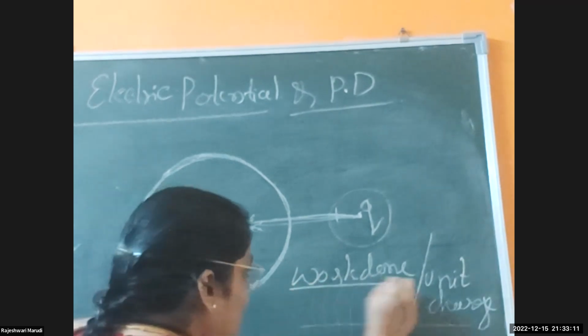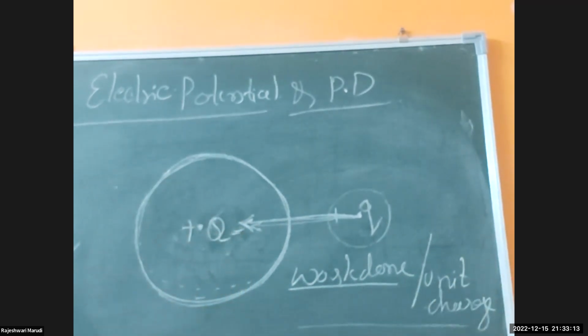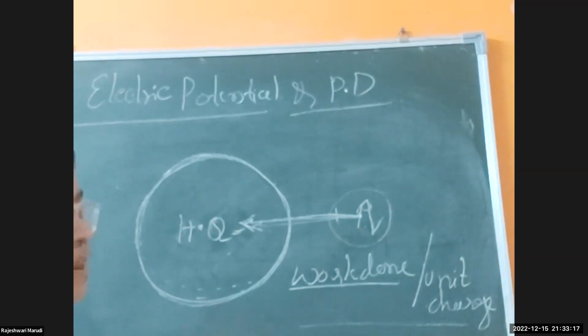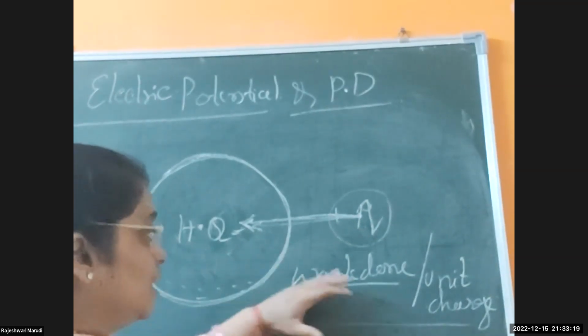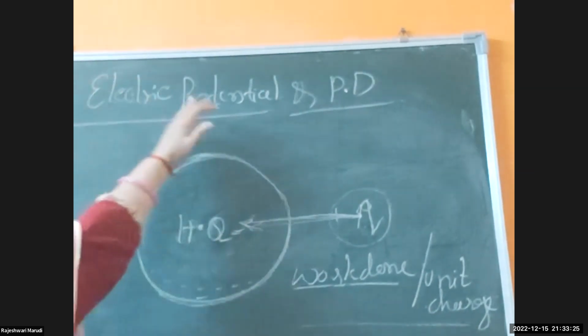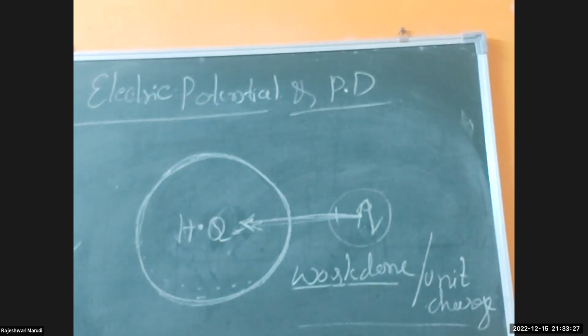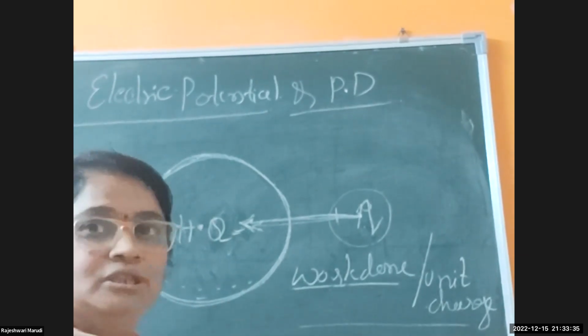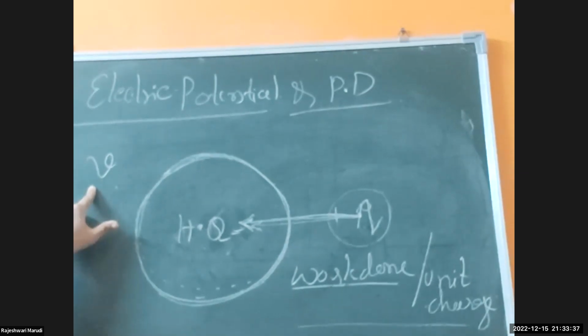So this is the work done per unit charge. Here I have taken 1 coulomb of charge. The work done per unit charge is called electric potential. What is it called? Electric potential. And this electric potential is represented by the letter V.